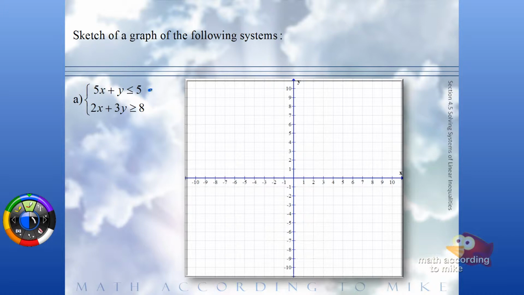First one I'm going to do in blue here. So we'll graph the line 5x plus y equals 5. What's the x-intercept? 1. What's the y-intercept? 5. Connect them. And label this with the equation.